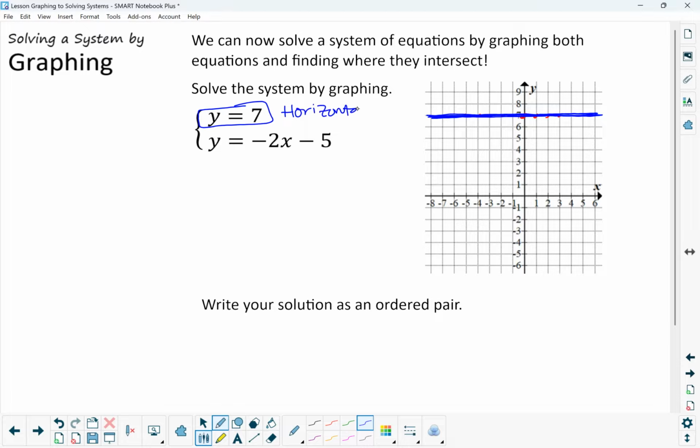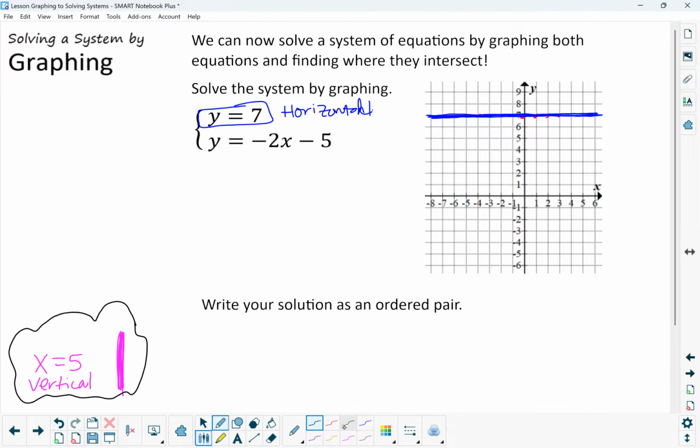I'm not sure if I spelled horizontal right. I can't spell. If you see an equation that's like x equals a number, that would be vertical, because we would be looking for all of the points that have an x value of 5. So that would be a vertical line at x equals 5. I'm not sure if vertical comes up. I can't recall, but if it does, now you know.